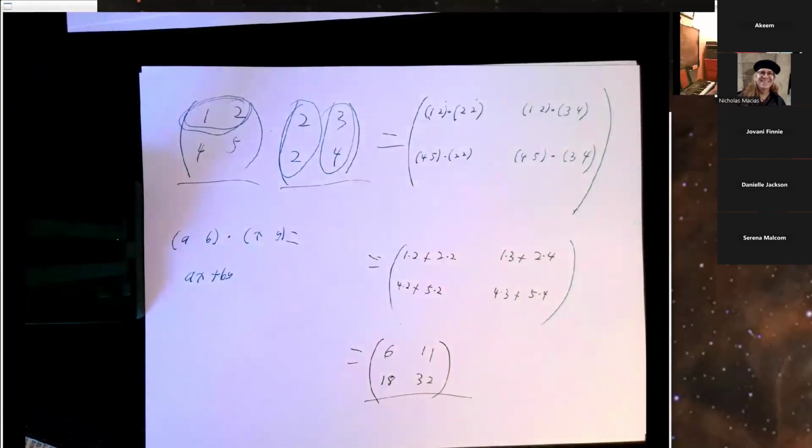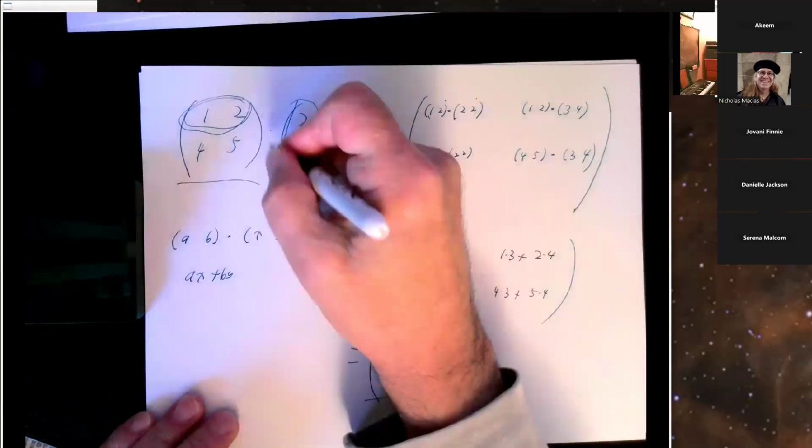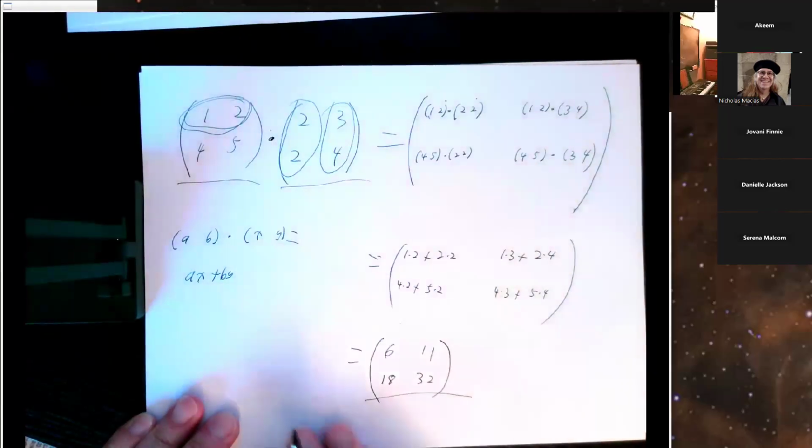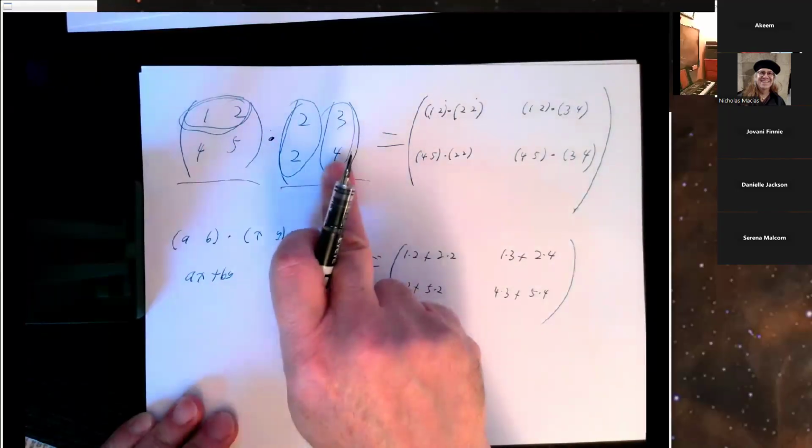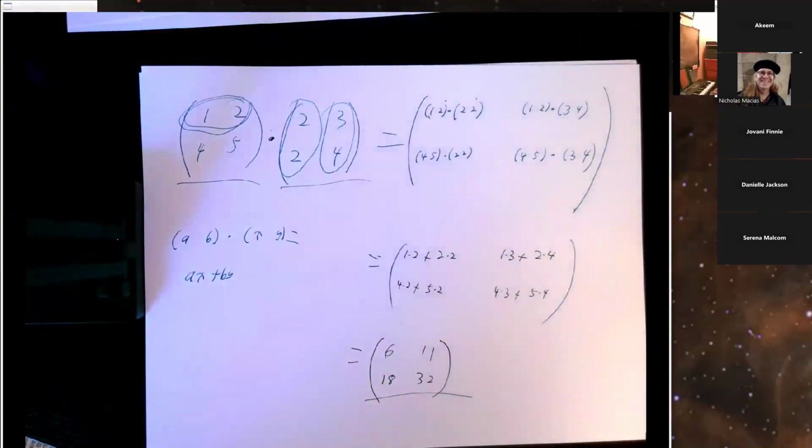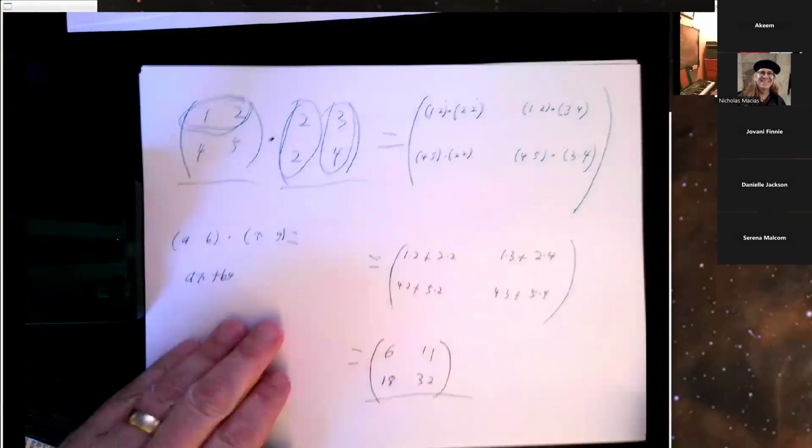It turns out we can't divide matrices. There's no general way for doing division. So this is multiplication. But to say I want to take this matrix and divide by that, we don't have a general way of doing that. But we have something almost as good.